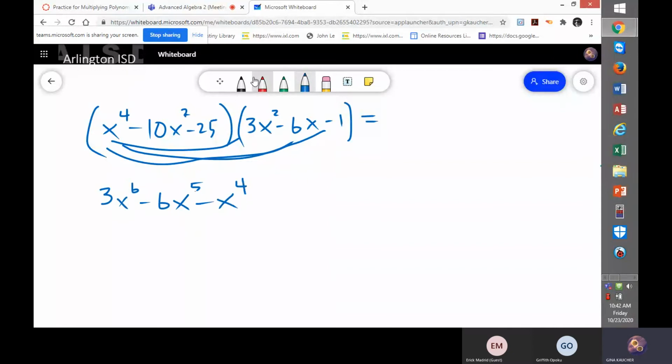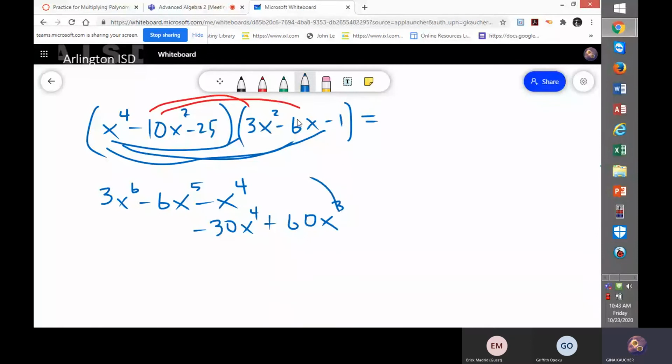Okay, so now you're going to do your negative 10x squared times all 3 of these. So negative 10x squared times 3x squared, you get negative 30x to the 4th. So you put that under the other x to the 4th term, so that way you're going to add going down this way. Then you take your negative 10x squared times your 6x, and you get 60x cubed.